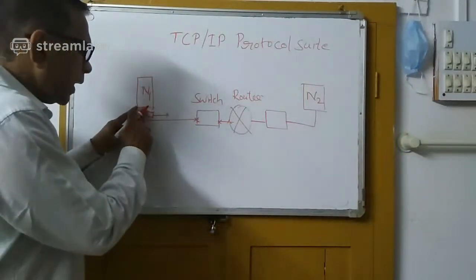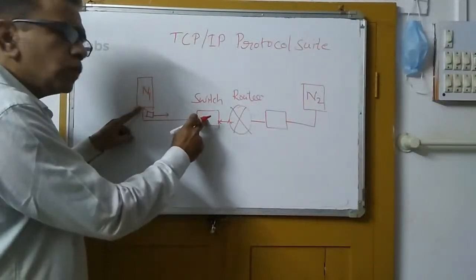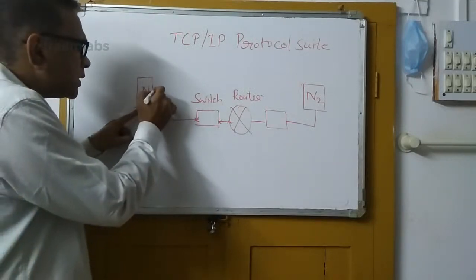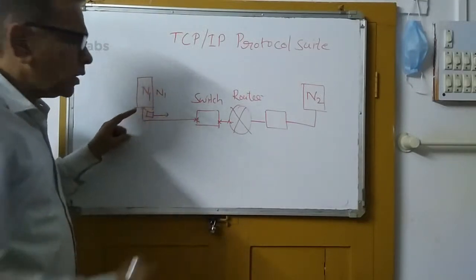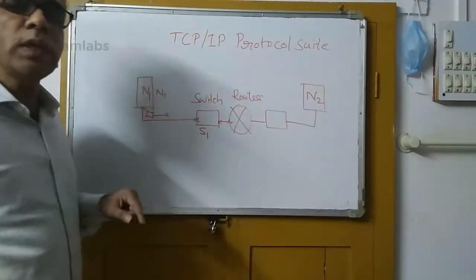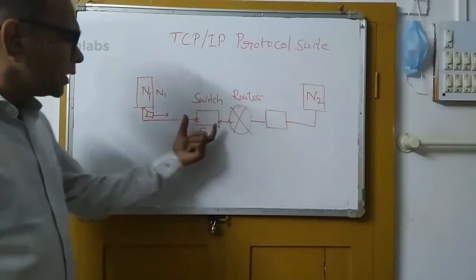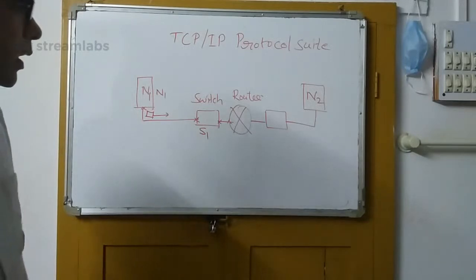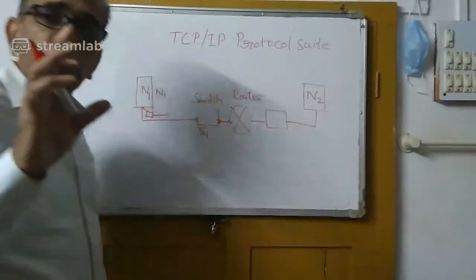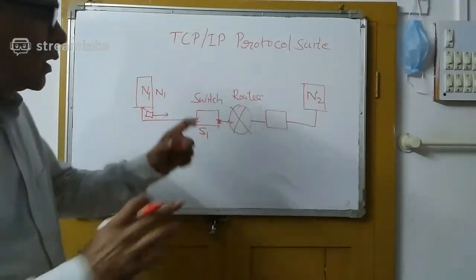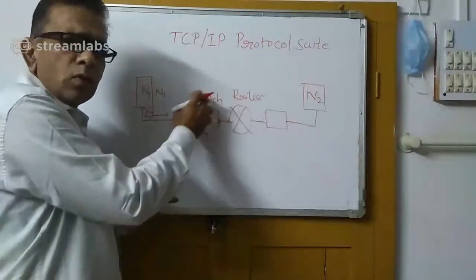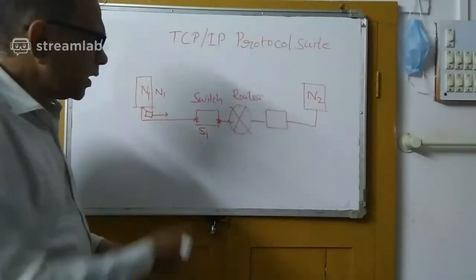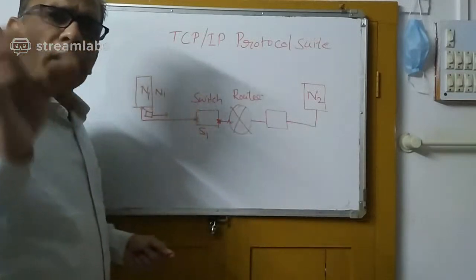While this frame is traveling from this node to this node, the address it carries is the physical address of this node N1 and the physical address of switch S1. Normally these intermediate devices have multiple physical addresses. Every interface has a new physical address, and every interface is identified by a different address.